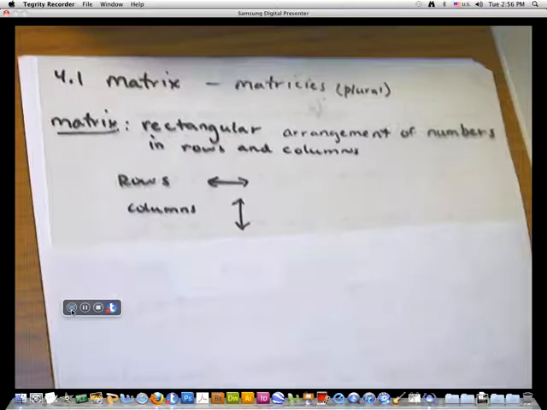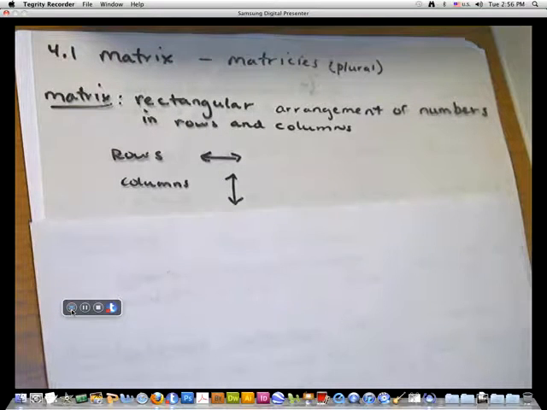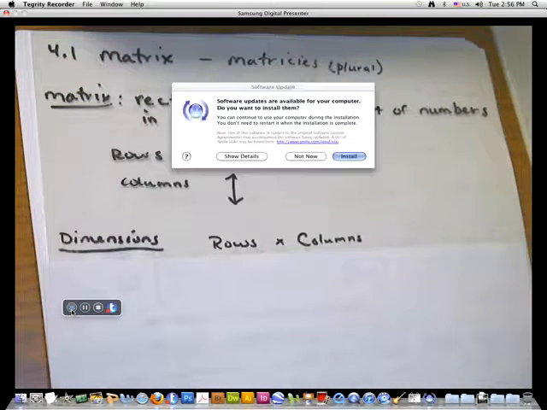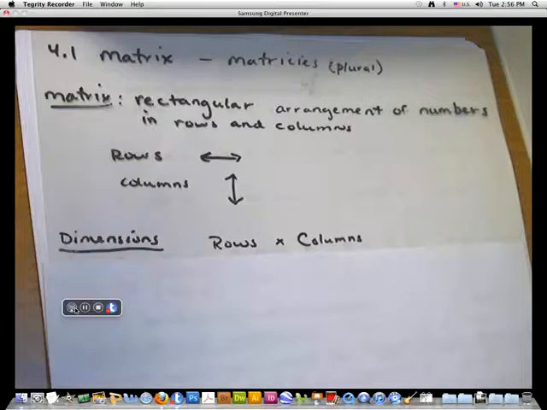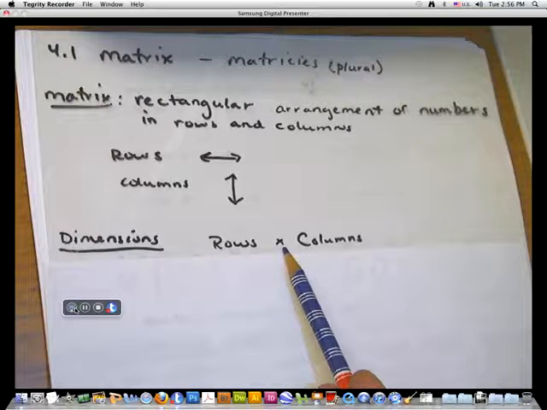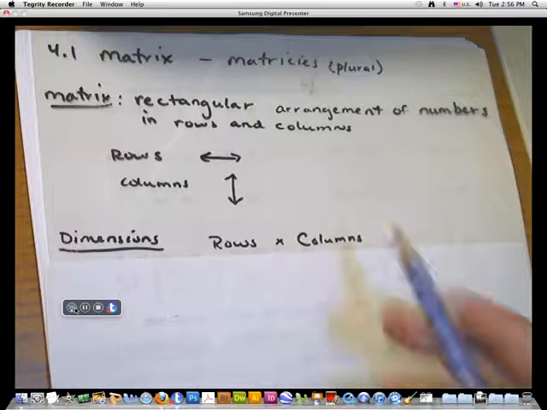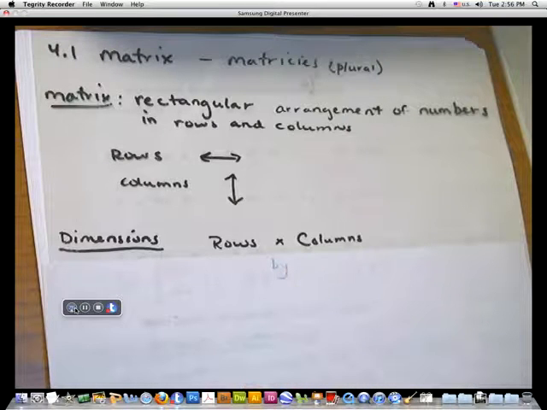When you're asked to describe a matrix, we describe it by using its dimensions. The dimensions are rows by columns, and we do use this little X for the word by. Much like when you're doing measurements, a 2x4 or a room is 5 feet by 10 feet. We use that little X to mean by. It does not mean multiplication. It's rows by columns.